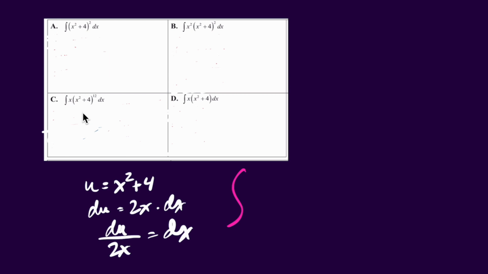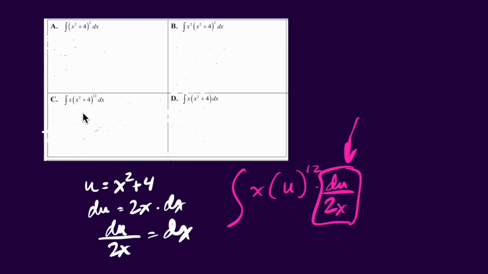We're then going to go ahead and rewrite our integral. So now we're going to have x times u to the 12th power, and dx is going to be replaced by du over 2x. So that was 2x. That was dx. Okay, these x's are going to cancel, and then we're going to pull out the 1/2, and we're going to end up with 1/2 times the integral of u to the 12th power du.